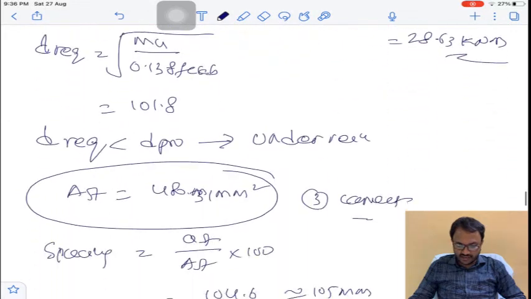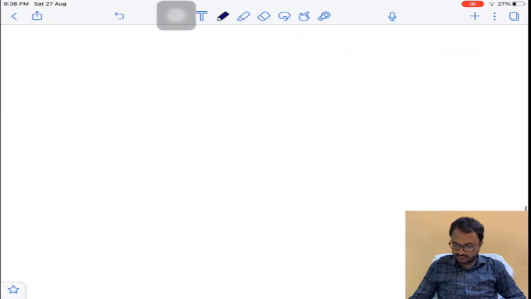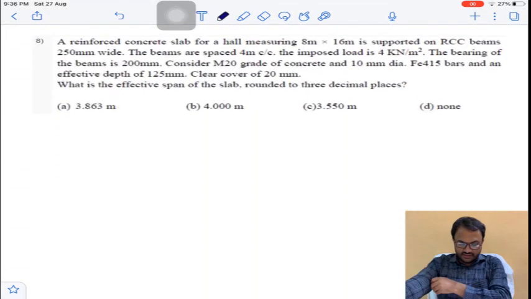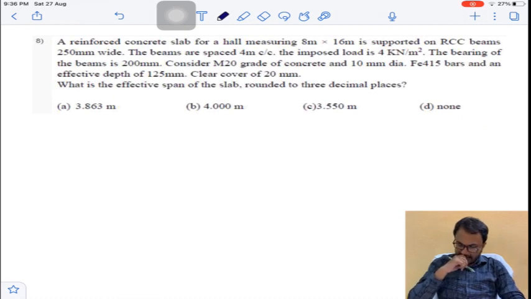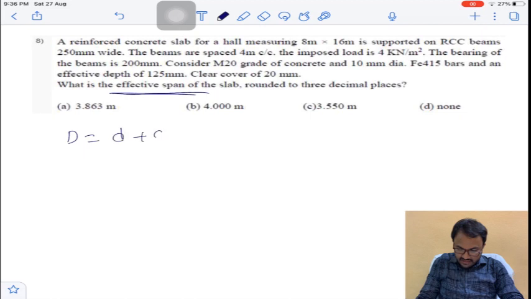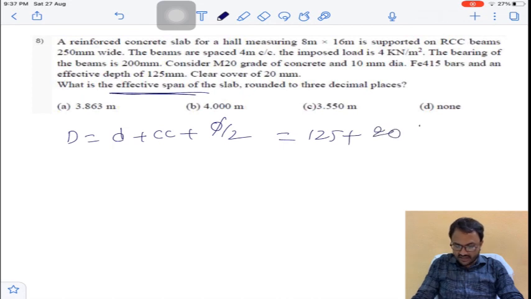Now coming to question number 8. So he asked us to calculate effective span. Before calculation of effective span, overall depth capital D is equal to effective depth plus clear cover plus diameter by 2. Effective depth 125 he has given, and clear cover 20 he has given, and 10 by 2. It will be 150 mm.